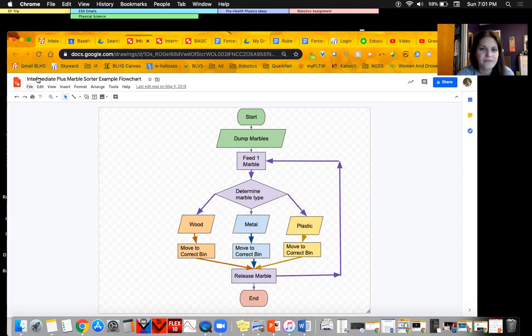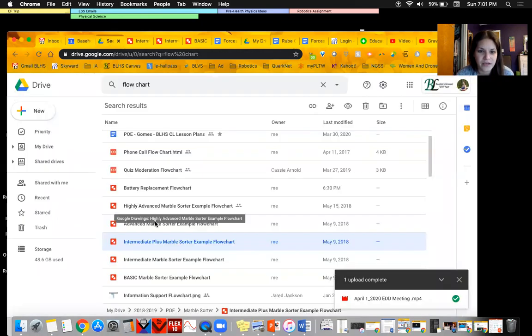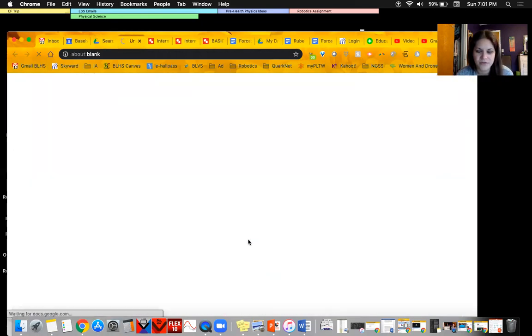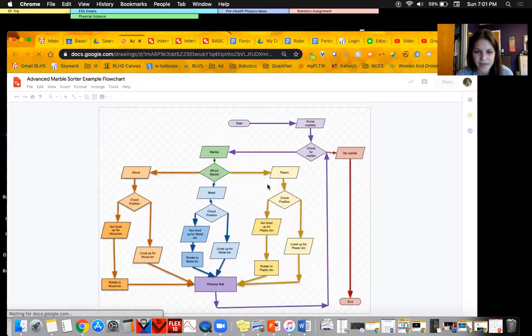And then we have the next one that I created, which was the advanced marble sorter example flowchart. And then this one actually has a dump marbles, check for marble. And if there is a marble, then we go to the which marble, wood, metal, plastic.